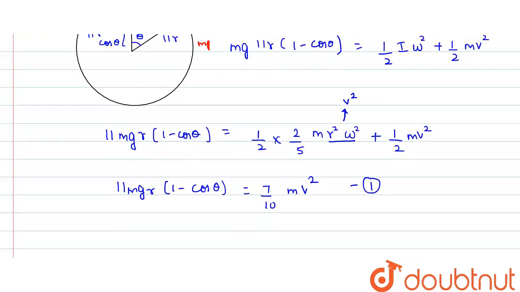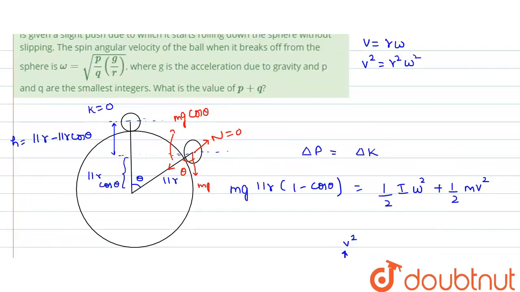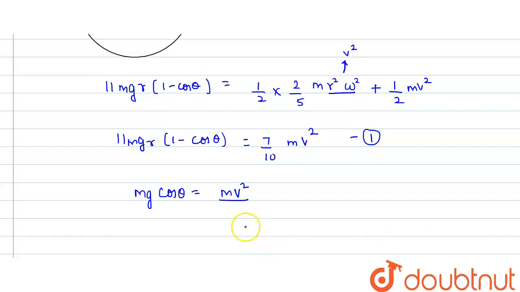So due to the force balance, we can write that mg cos theta equals mv square, if v is the velocity, divided by radius. Now the radius would be from center to center, from here to here, which is equal to 11 r, so divided by 11 r. So from here we can put the value of mv square as 11 mgr cos theta. Let's say this is our equation 2.